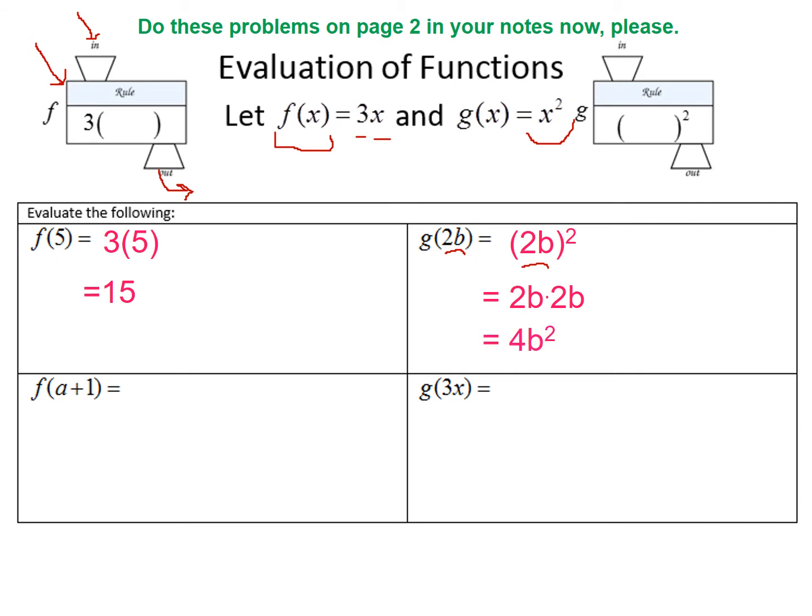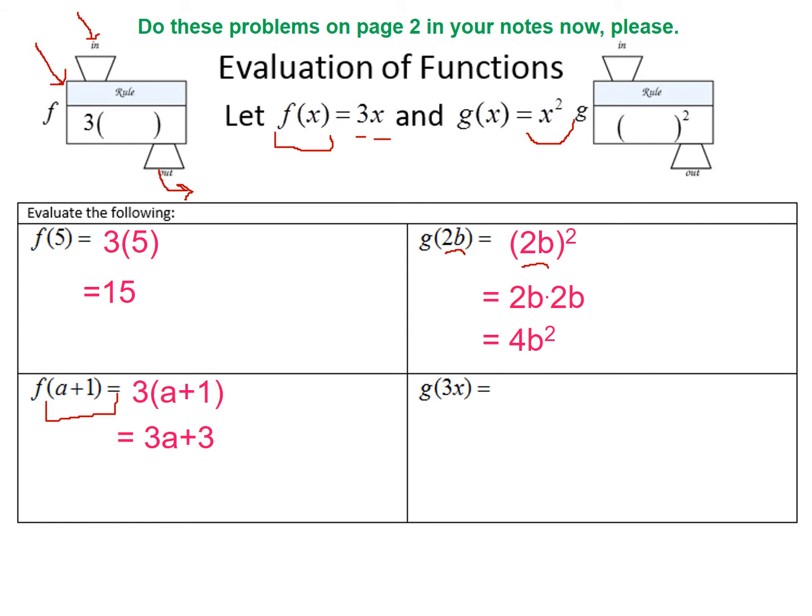Let's take a look at the next one. The next one is a plus 1. It's actually an expression, so take a look at the expression. We're going to write down the function f, which is 3x, and everywhere we see an x, we're going to replace it with a plus 1. We're going to use the distributive property, and we get 3a plus 3 is the final answer.